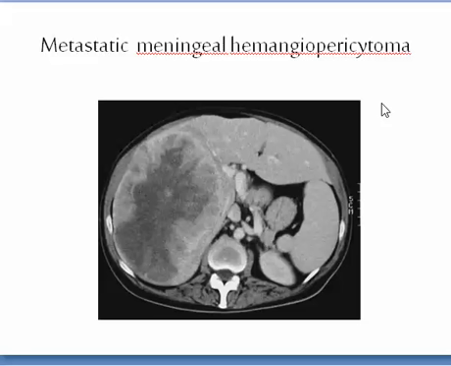Metastatic meningeal hemangiopericytoma is another secondary tumor, and it is sharing the same picture of large mass involving the liver with breaking down central part, and this is called metastatic with known meningeal tumor, metastatic meningeal hemangiopericytoma.